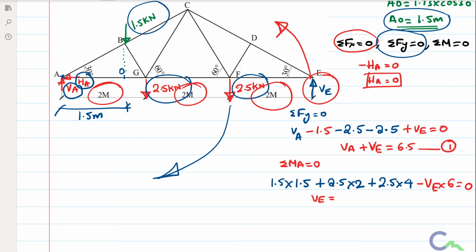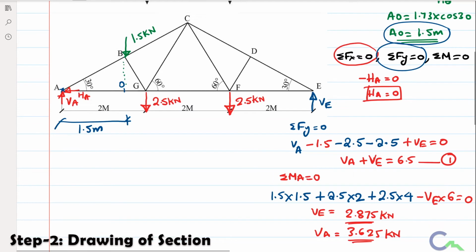We will get 2.875 kilonewton. So if I substitute in equation number 1, we will get the value of VA. We will get 3.625 kilonewton. So I completed calculation of support reaction.